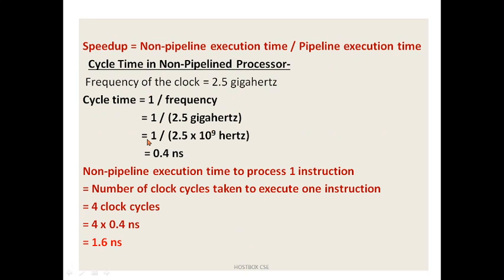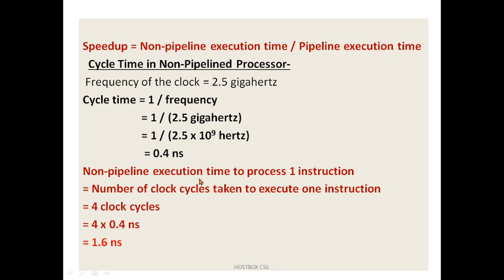Now we go for execution time. How much time does it take to process one instruction? The formula is the number of clock cycles taken to execute one instruction, that is 4 clock cycles, so 4 into 0.4 nanoseconds, because this is one cycle time. So calculate, what will you get? You will get 1.6 nanoseconds.